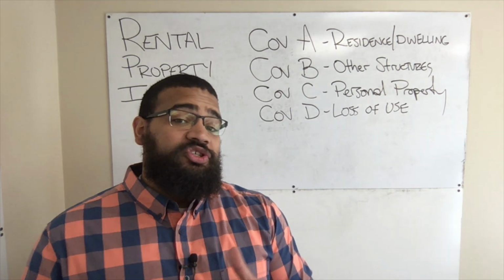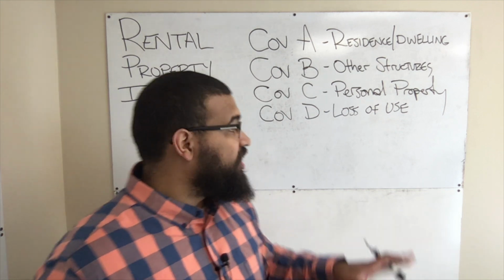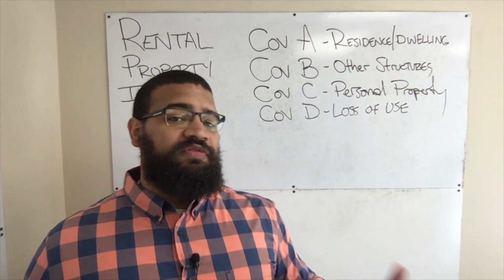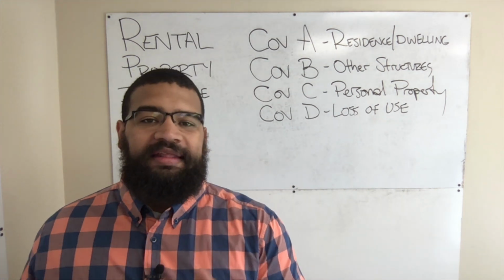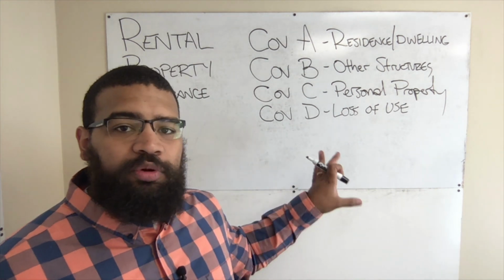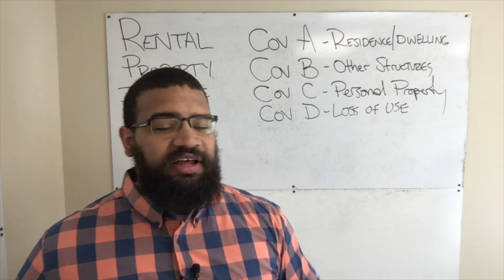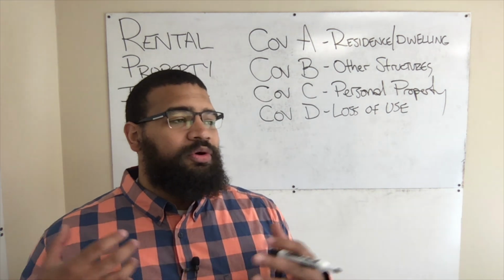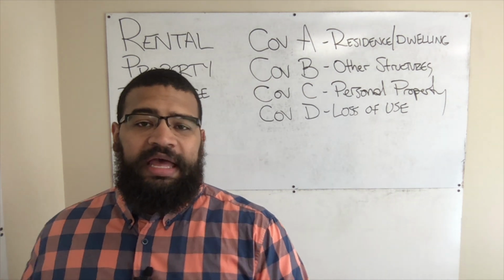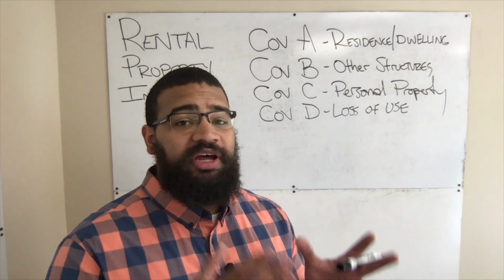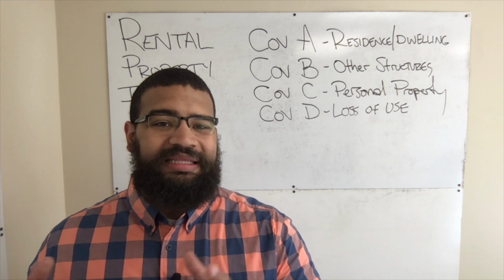So if this is your homeowner's policy, then what coverage D will do is, let's say a kitchen fire occurs and the property is uninhabitable. You cannot live there. Coverage D will pay for you to live in a hotel, to rent a house, or provide you some sort of alternative housing until this is fixed. Coverage D on a rental property would be loss of rents.